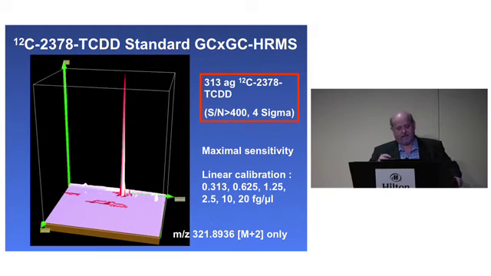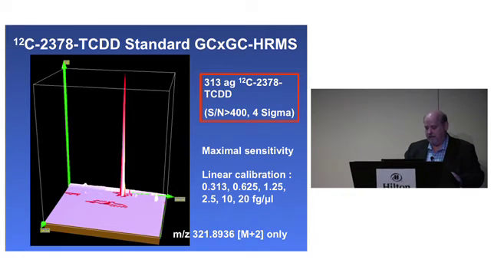This gives you the aspect of the three-dimensional nature of this. This is 313 attograms of TCDD with a signal noise of greater than 400 to 1. And you can see this is really a peak volume and not a peak area anymore.